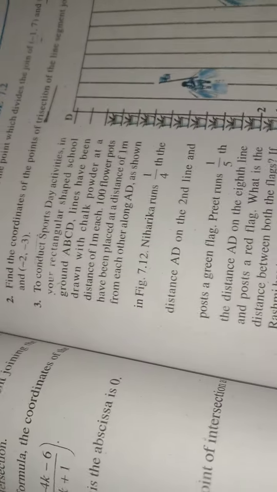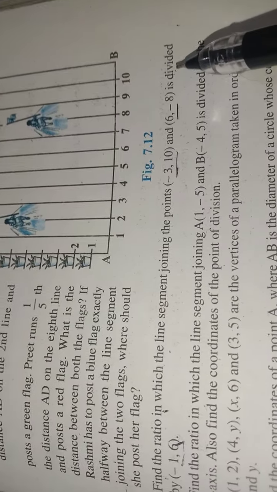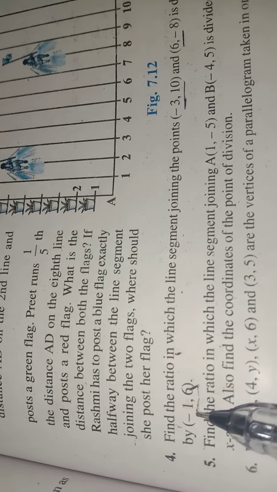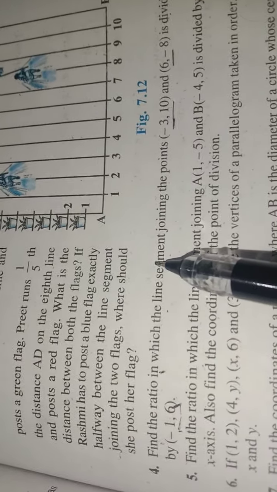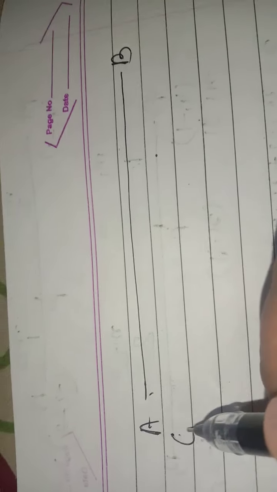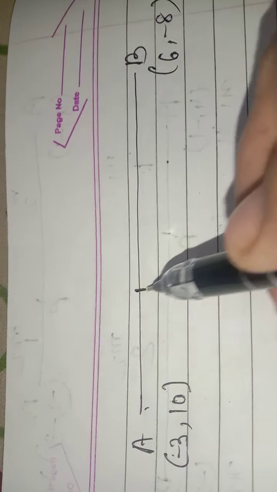Now it is the inverse of question number 1 and 2. In question number 1 and 2, the ratio was given and you just found the point. But here the point is given and we have to find what? The ratio. That is the inverse. Means if I sketch the diagram, a line segment is given. I am naming it A, B. The coordinates of A are minus 3, 10, and B is 6, minus 8. And P is somewhere a point.